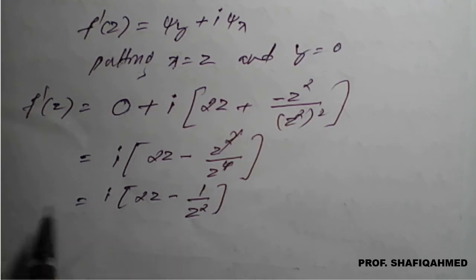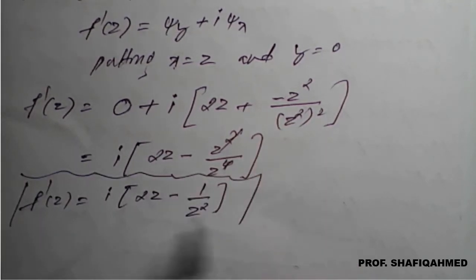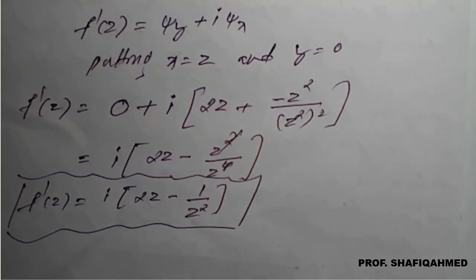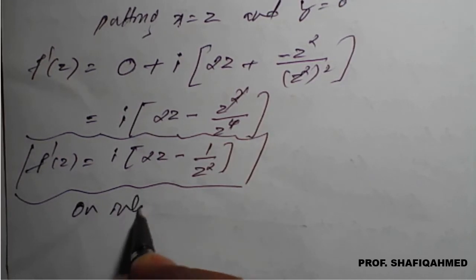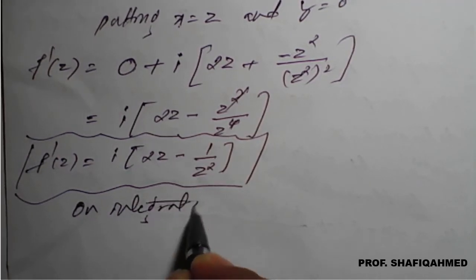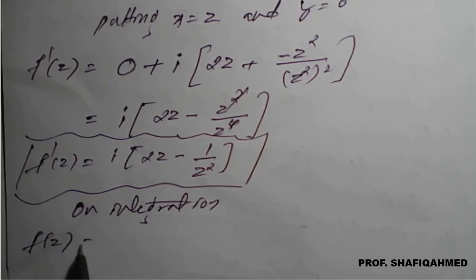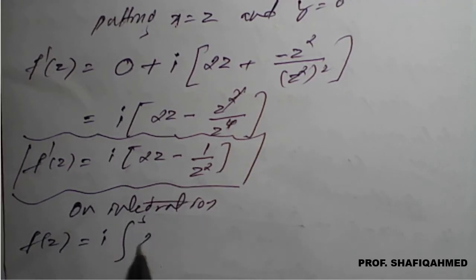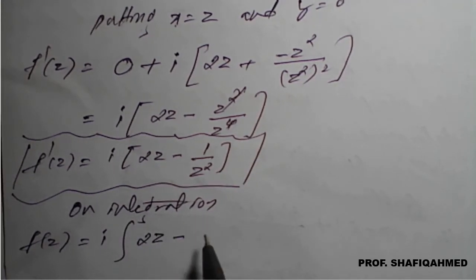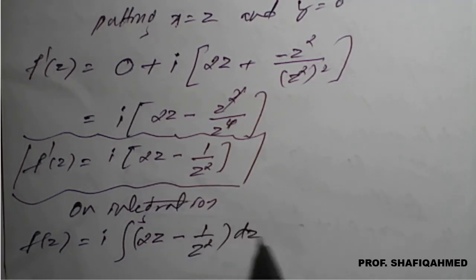So this is nothing but our f dash of z. But I want f of z. To get f of z we have to integrate on both sides. So on integration, f dash of z will become f of z. i is a constant, integration of 2z minus 1 upon z square into dz plus c.